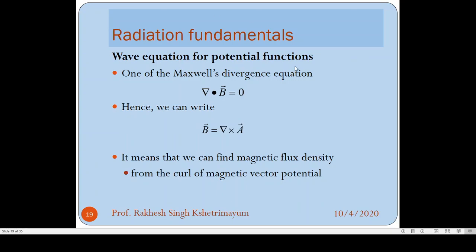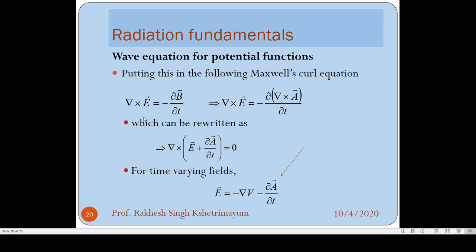You know divergence of B is 0 from the Maxwell equation. So now B can be expressed as curl of A. A is called the magnetic vector potential. So now you also have the Maxwell curl equation, curl of E is equal to minus dou B by dou t. You replace B with curl of A. Then you can rewrite this equation as curl of E plus dou A by dou t.